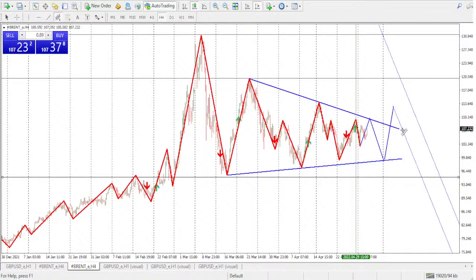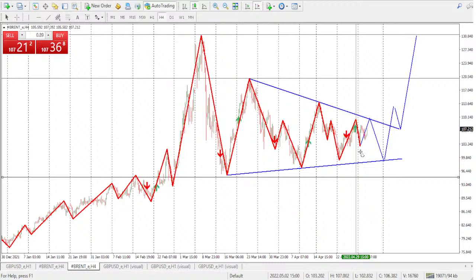So this is what we expect to be happening. We expect the price to bounce off from this point, head straight to the lower side up to this point, bounce off from it, head to the upper side, break beyond it, then pull back before continuing upwards like this. So technically, these are the places we are looking at.